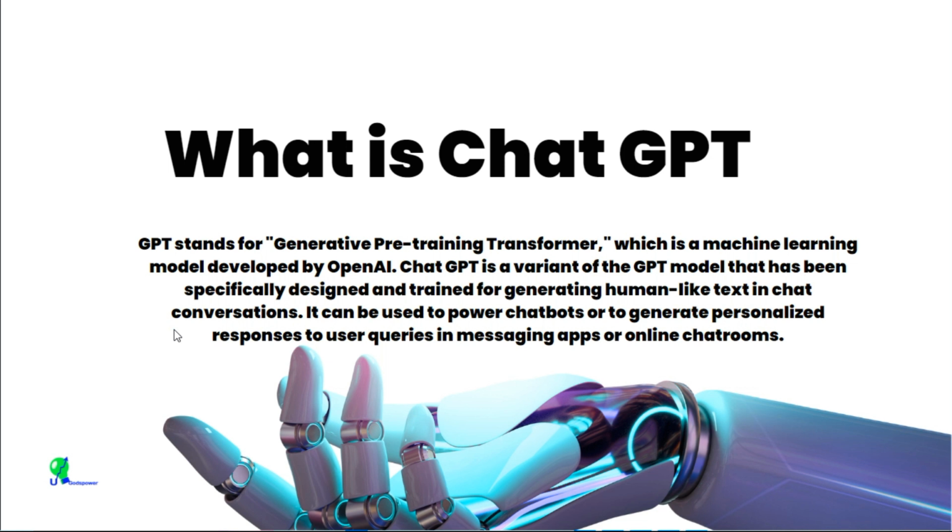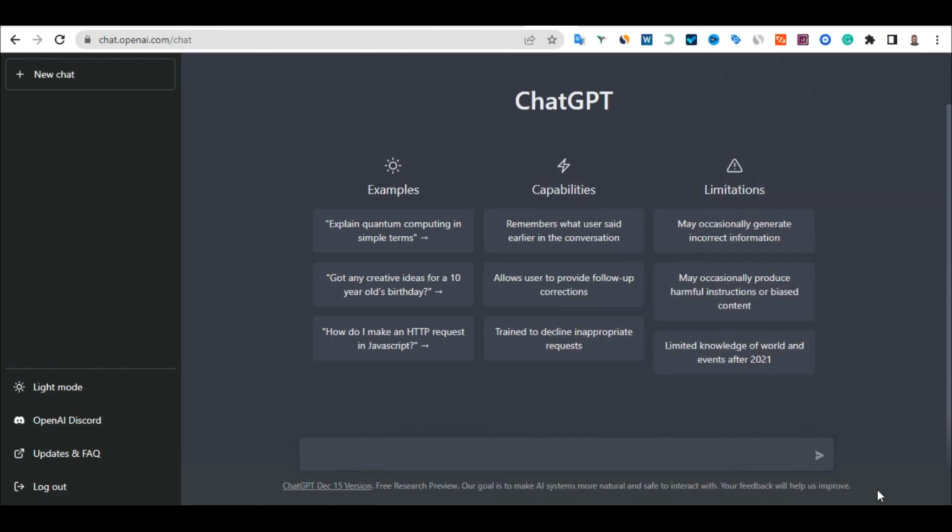So let us go to ChatGPT. Let me show you what it can do, how you can use it to write your blog. So once you are on ChatGPT, this is how the dashboard looks. This is everything you need to see when you open it. And here, if you want to start any new conversation, you can click here.